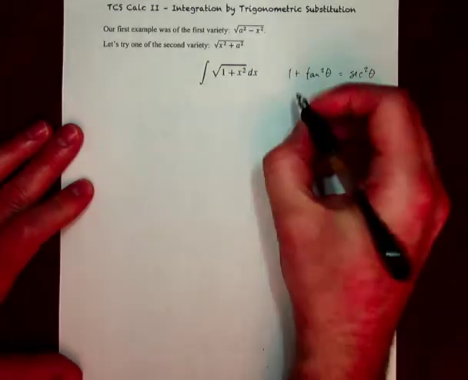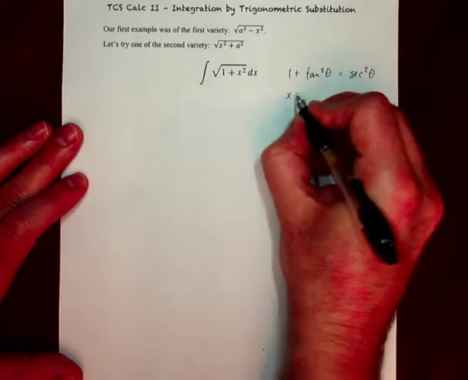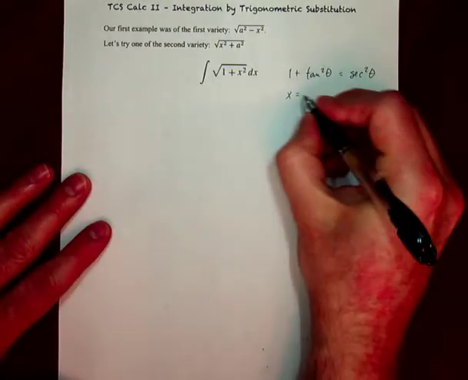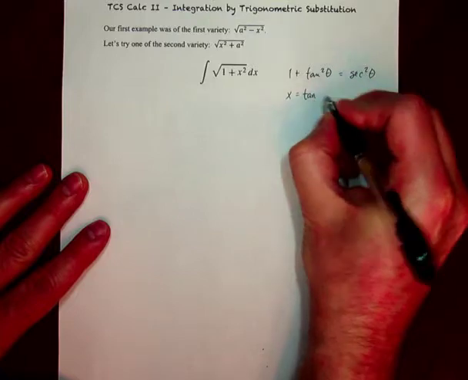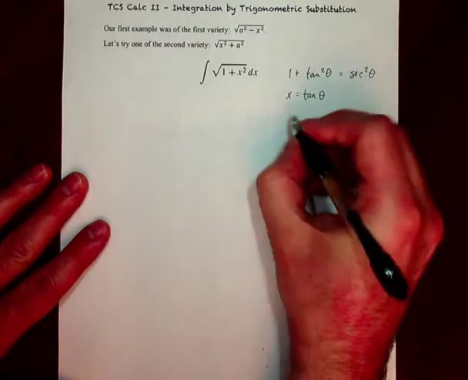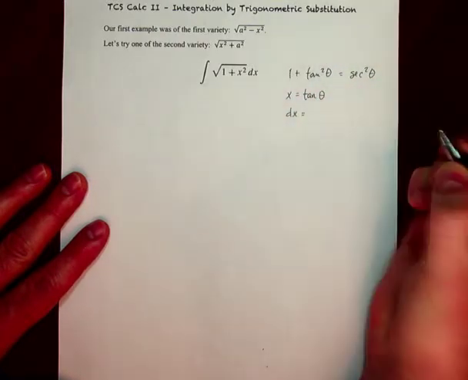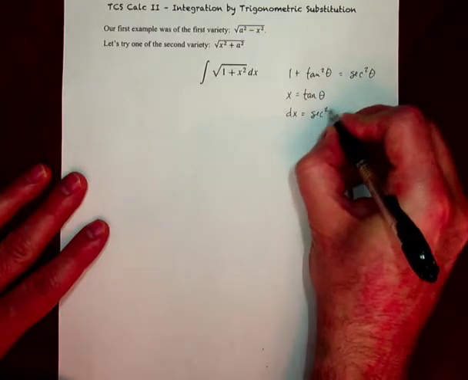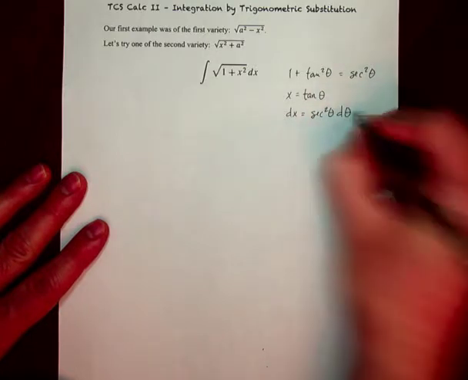And so I don't need x to be some constant times tangent. It just winds up being x is equal to tangent theta. But remember that we also need to substitute in for dx, and dx is secant squared theta d theta.